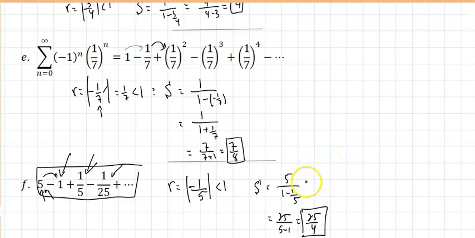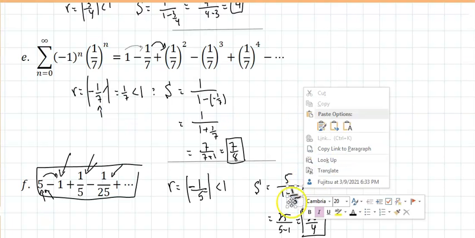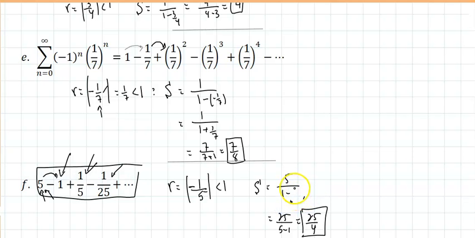Okay, it seems I made a mistake right here. That should be R is negative 1/5. So you end up adding, not subtracting, so the denominator is actually a 6. And that takes care of it.